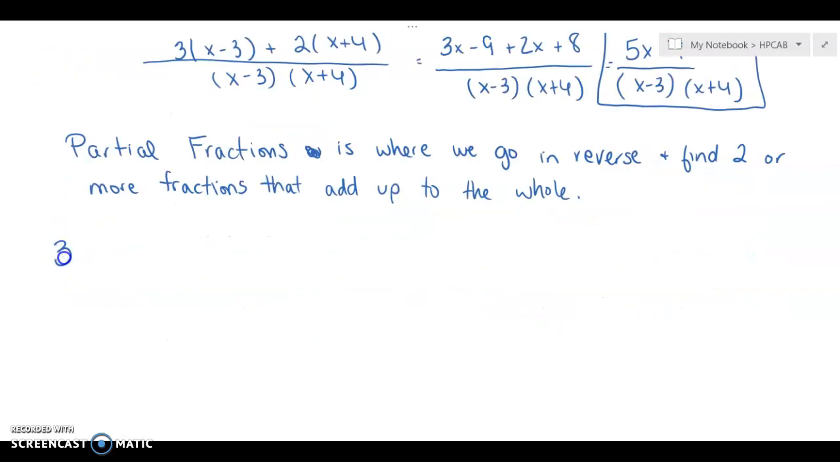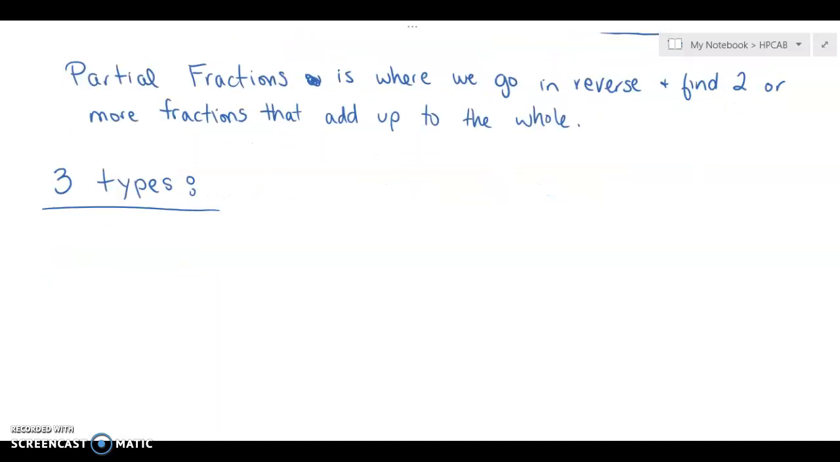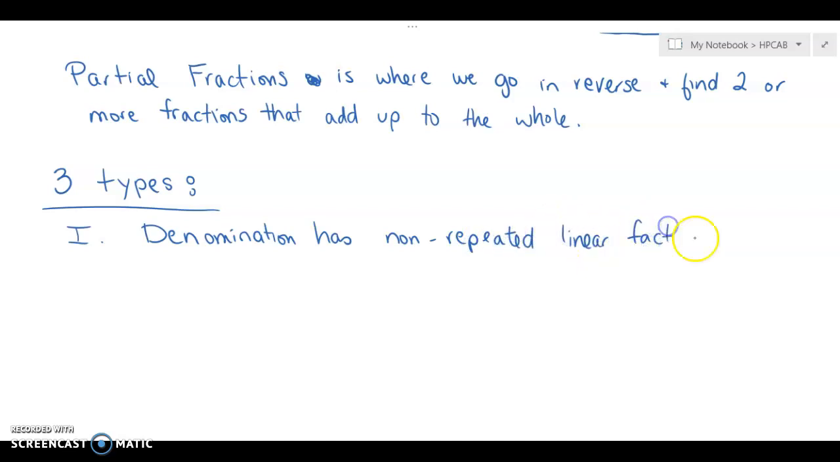There are 3 different types of partial fraction decomposition problems that we're going to deal with. And actually, I'm only going to focus on 2 of them. So while there are 3 types, we're only actually going to do 2 of them. Normally we do 3, but with the e-learning stuff, we're just kind of making cuts where needed. So the first type that we're going to focus on is where the denominator has non-repeated linear factors. And I'll show you what I mean by that.